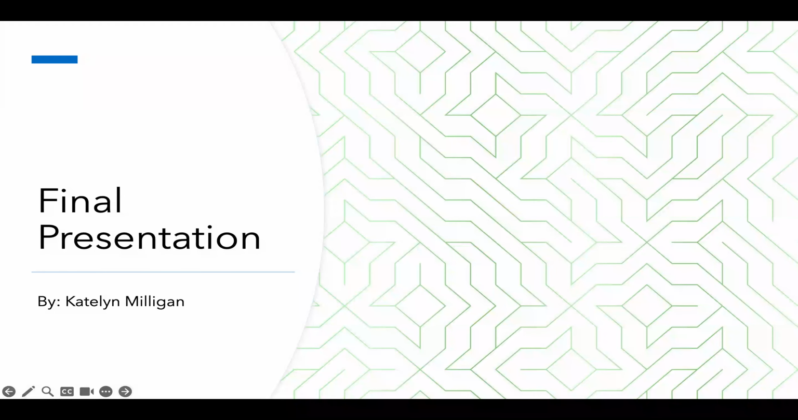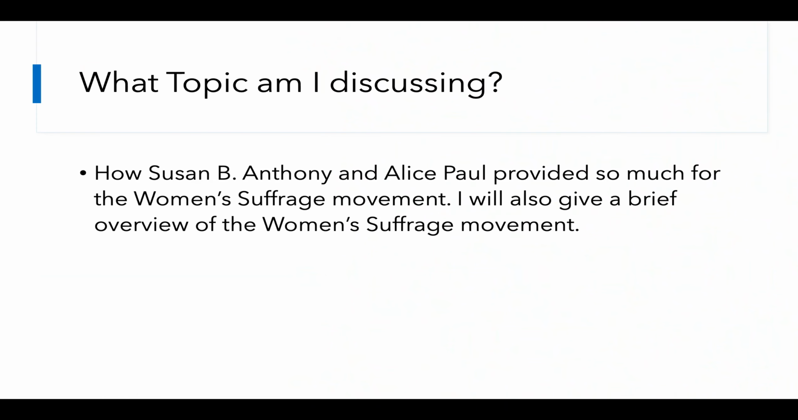This is my final presentation by Katelyn Milligan. What topic am I discussing? How Susan B. Anthony and Alice Paul provided so much for the women's suffrage movement. I will also give a brief overview of the women's suffrage movement.